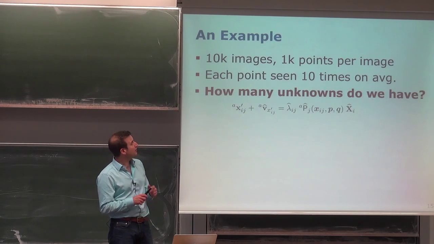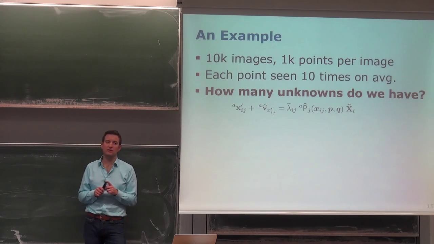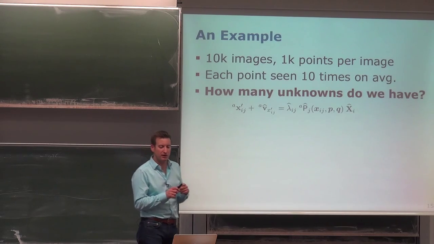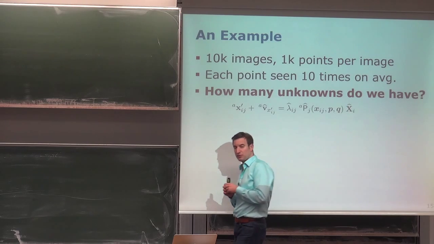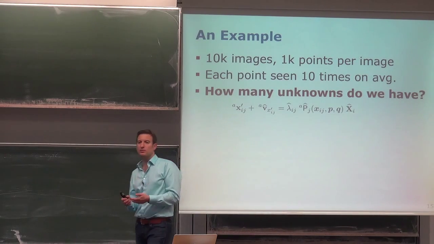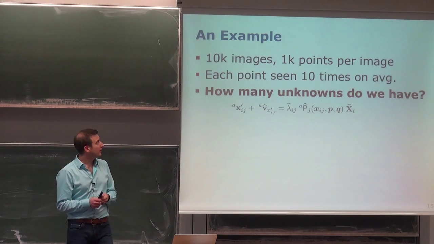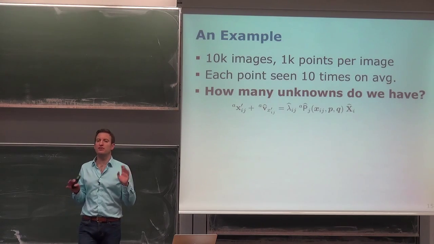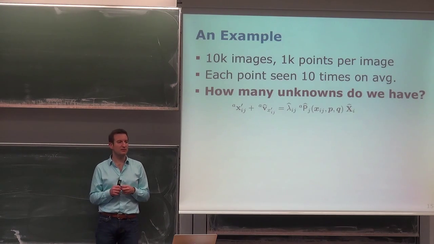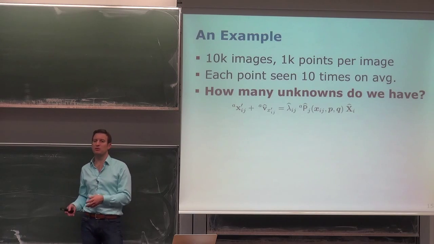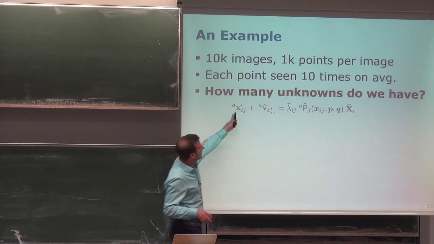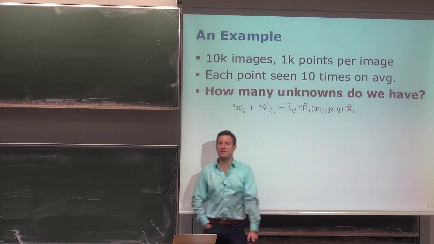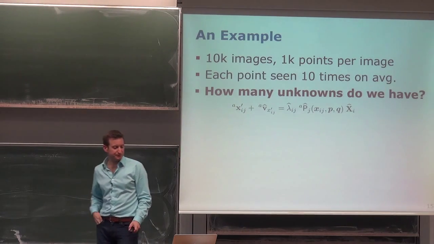So if we have an example, let's say we have 10,000 images taken over the same scene, and we have around 1,000 points per image. So new points that are not control points. And we assume on average that every point has been seen 10 times. Some of the points may have been seen a bit more often, some not that often. So the question is, given my equation over here, how many unknown parameters do I have in this setting?